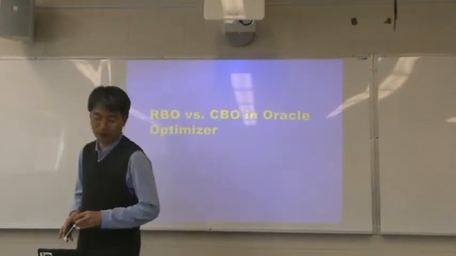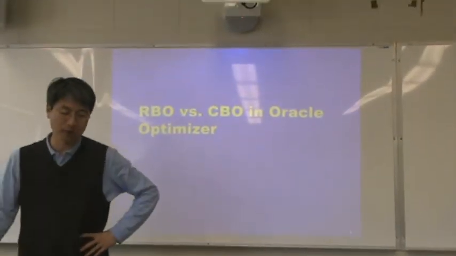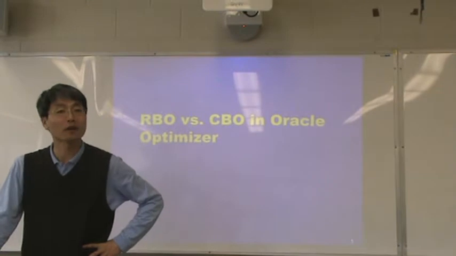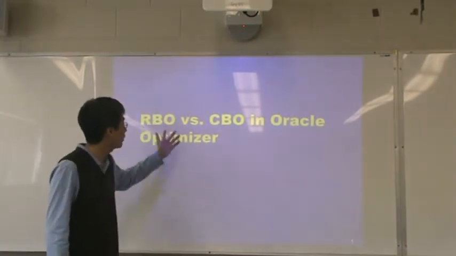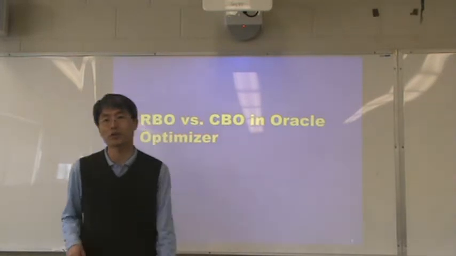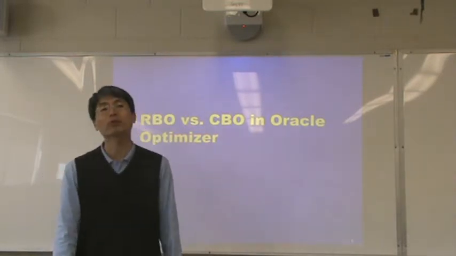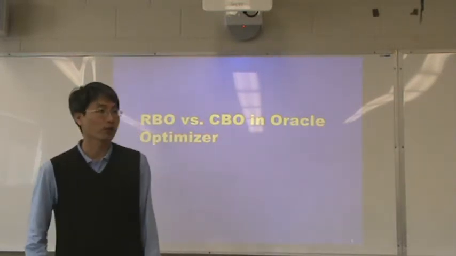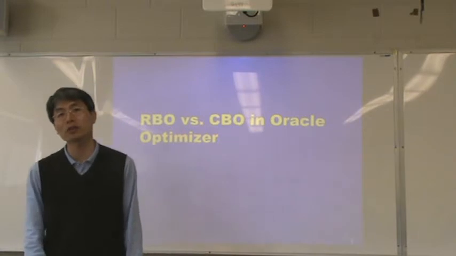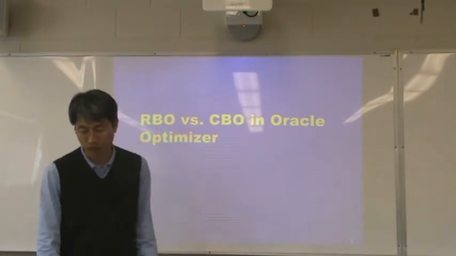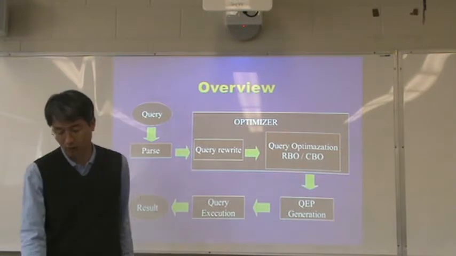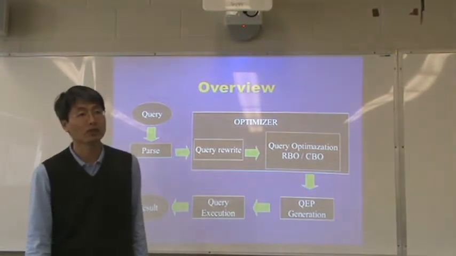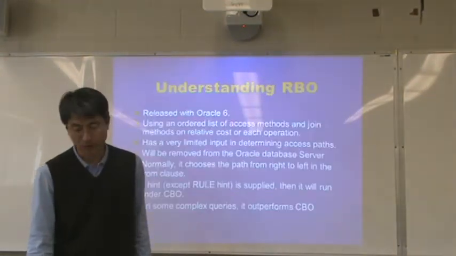As we have learned in the previous section, there are two types of optimizer. One is the rule-based optimizer, RBO, versus the CBO, cost-based optimizer. Most relational database management systems support both of them. So we can see the example of Oracle. This is the same overview as what you learned in the classroom.